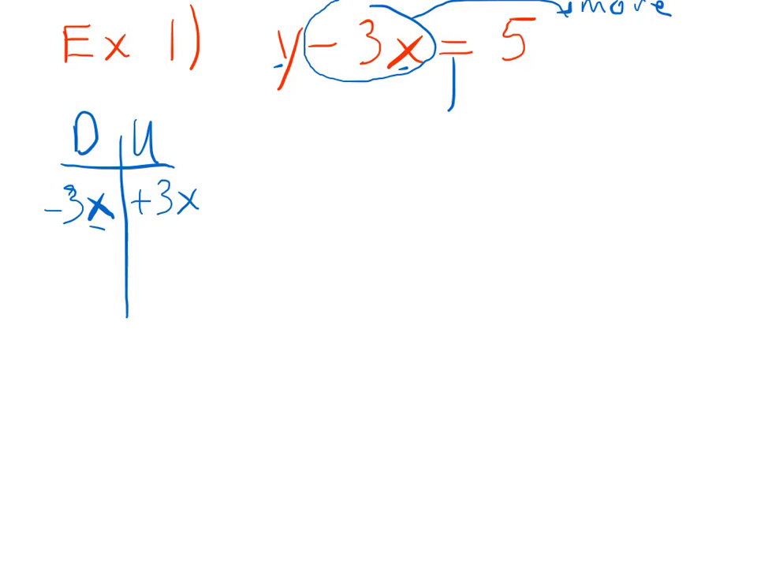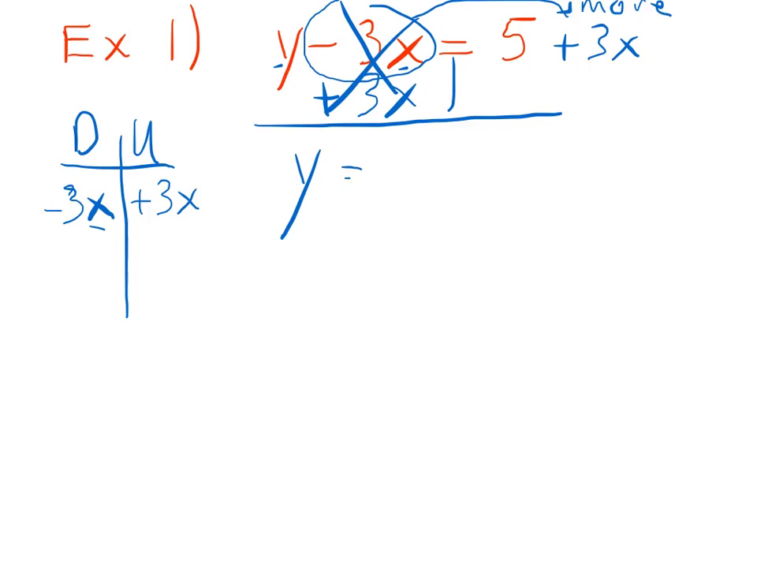So I'm going to add 3x to both sides, plus 3x. Now I'm going to rewrite it. What happens to this? This cancels, right? y equals 5 plus 3x. Now, is this equation in slope-intercept form? Almost. But remember, in slope-intercept form, and you don't have to write this down because you should know it, y equals mx plus b, right?